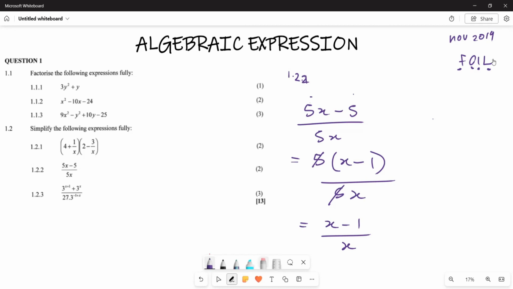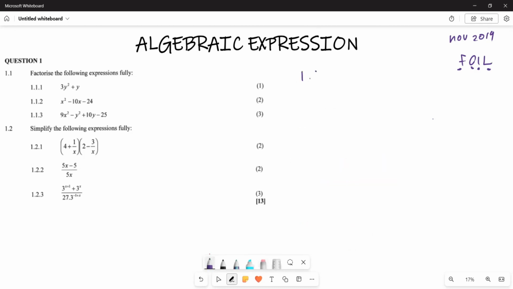And now let's move to the last question, 1.2.3. What is it that you are going to do? Firstly, this is given by 3 to the power of x plus 1 multiplied by 3 to the power of x, divided by 27, which we can just leave as 27 multiplied by 3 to the power of negative 1 plus x, right? So now what is it that you're going to have? You can start by writing this in factor form. This is the same as 3 to the power of x multiplied by 3 to the power of 1.